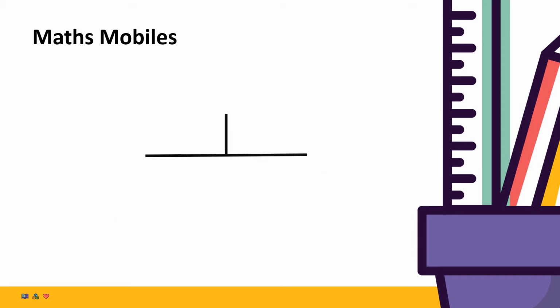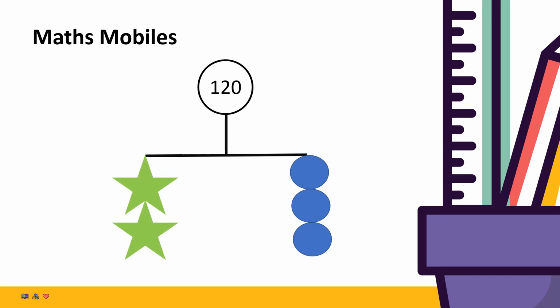Let's take a look at another one. The value of this mobile is 120, and again it has 2 parts. One side is 2 stars and the other side is 3 circles. What would each side be worth? There are 2 sides, altogether they're 120.